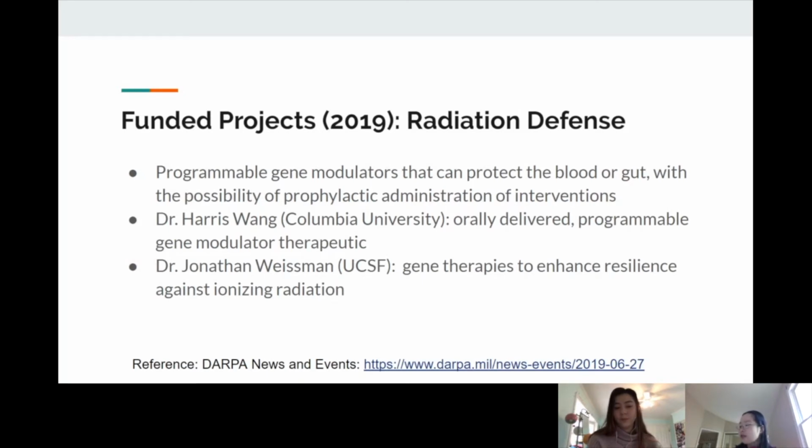The second team that was funded is led by Dr. Jonathan Weissman from the University of California, San Francisco. They also aim to develop gene therapies to enhance resilience against ionizing radiation, but this team's approach should result in an intravenous or orally available treatment that activates innate defenses in the gut and blood stem cells for a period of several weeks.